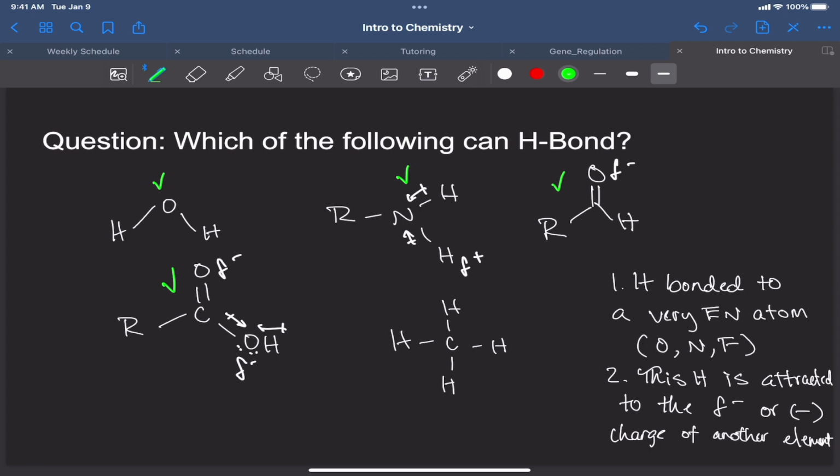How about methane? Well, we said the carbon-hydrogen bonds are strictly nonpolar in this class. So unfortunately, it cannot hydrogen bond. It does not have a delta positive hydrogen that can be attracted to a delta negative of another atom. Even if that other molecule could H bond, it could not H bond with methane.